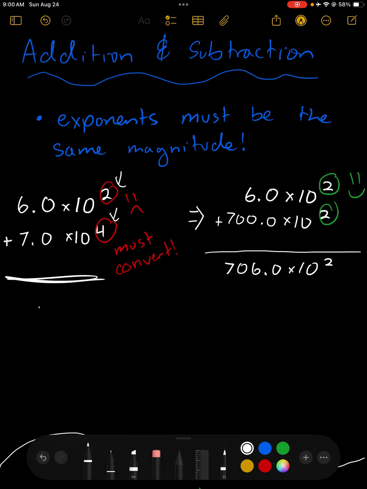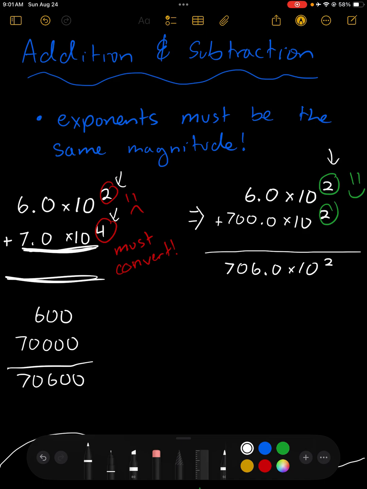6.0 times 10 to the second is 600. And 7.0 times 10 to the fourth is this. So if you're going to add those two together, you have to pay very close attention to their place values. You can't just add 6 and 7 and hope for the best, right? Because this would actually be this number, okay?